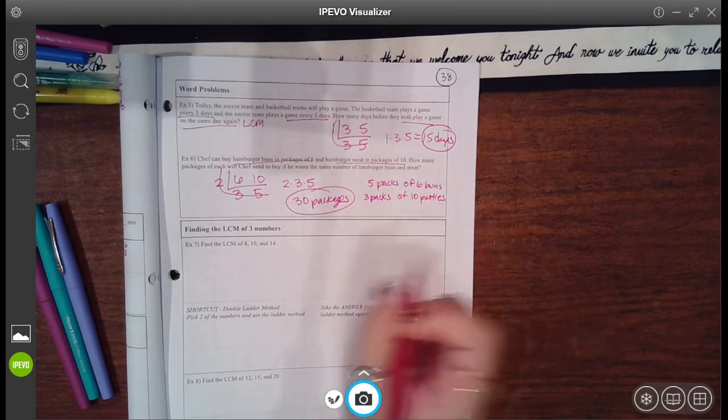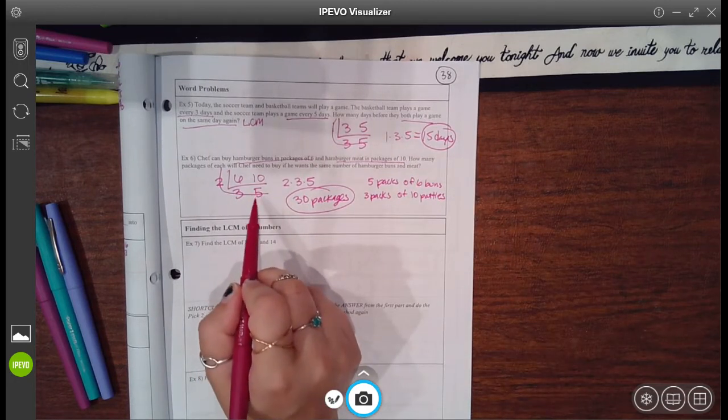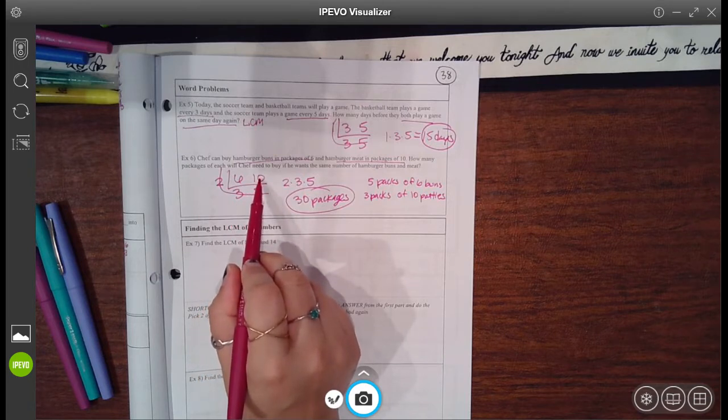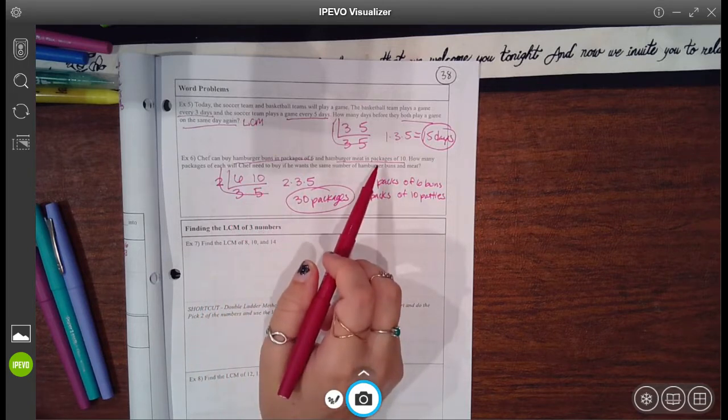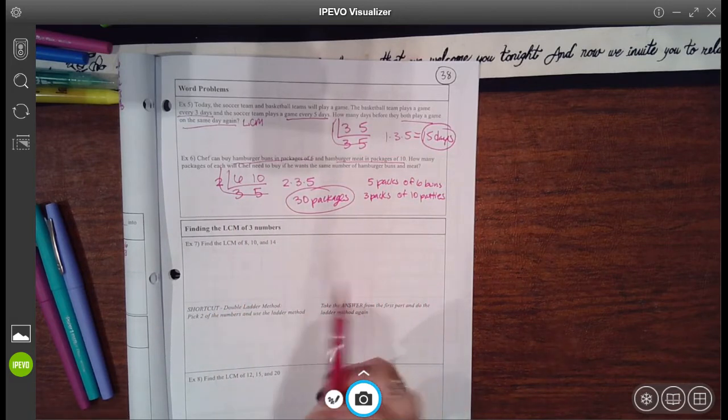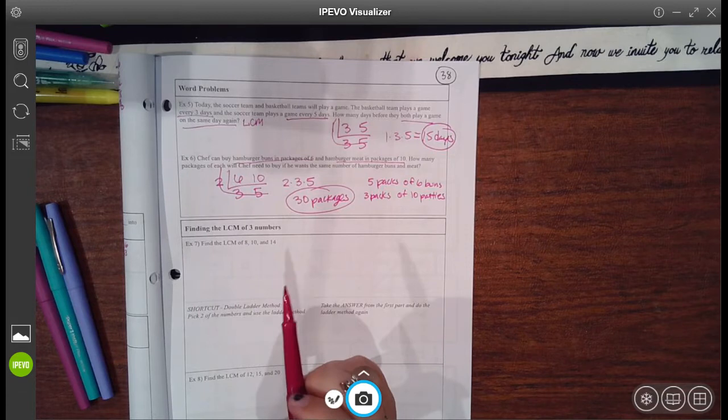And do you want to see something really nice? Look at the number down here at the bottom. 5 is going to go with the 6, and 3 is going to go with the 10. And 10 was talking about the number of patties, and 6 was talking about the number of buns. Just a nifty little trick of how that works.